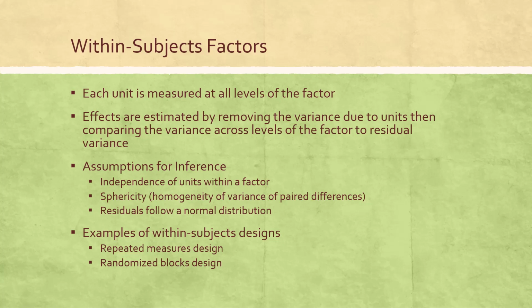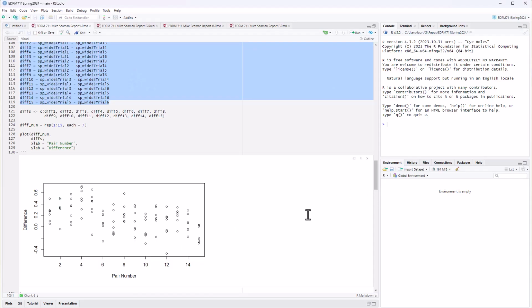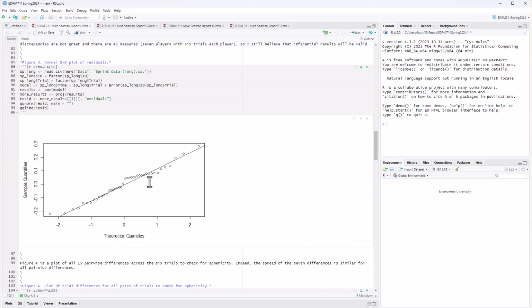The residuals must follow a normal distribution. We've seen that before, even when we had between subjects. So here we again created a QQ plot. And in this particular case, there's a little bit of deviation here in the center from the line, but for the most part, that looks like a fairly normal distribution.